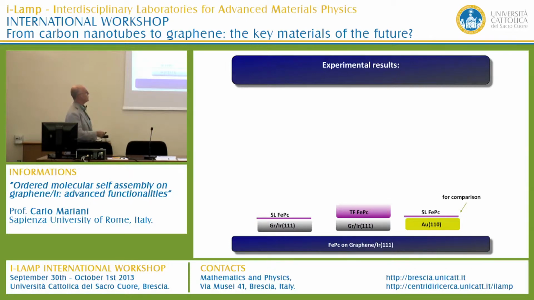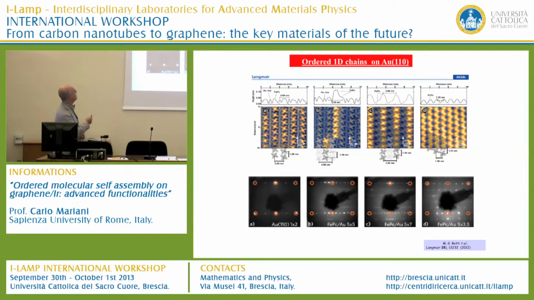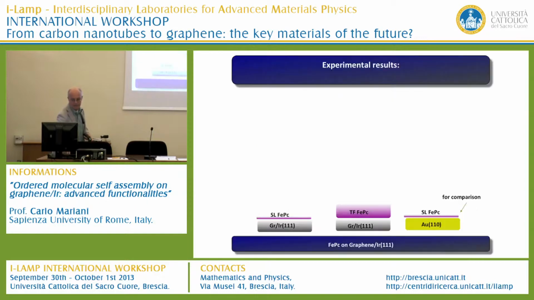We do this experiment for a single layer of iron phthalocyanine on graphene, for a thin film, and for comparison, for a single layer of iron phthalocyanine on gold. Why? Because we already knew that on gold you have a very ordered array of molecules, and you can see them both in a microscopy experiment as well as in a diffraction experiment. And on gold, you have a quenching of the magnetic moment because the molecules rather strongly interact and mix their orbitals with the gold, and this quenches the magnetic response.